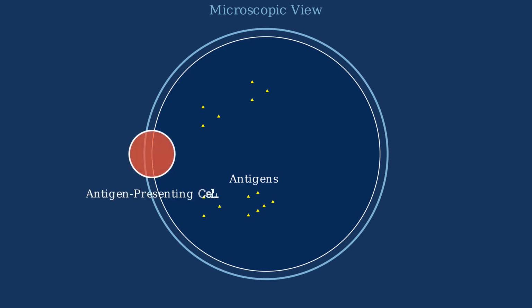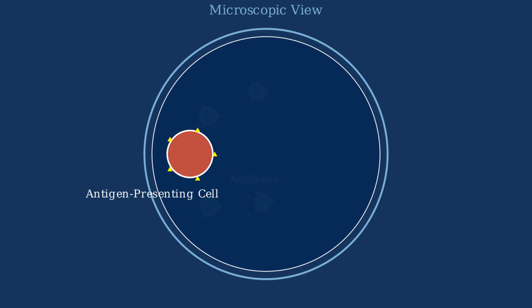Let's zoom in to see what happens at the cellular level. These pathogens have specific molecules called antigens on their surface. When antigens enter the body, specialized immune cells called antigen-presenting cells capture them. These cells process the pathogens and display their antigens on their surface. This presentation triggers B cells to recognize the specific antigens. The B cells then produce Y-shaped proteins called antibodies that specifically bind to and neutralize the pathogen.